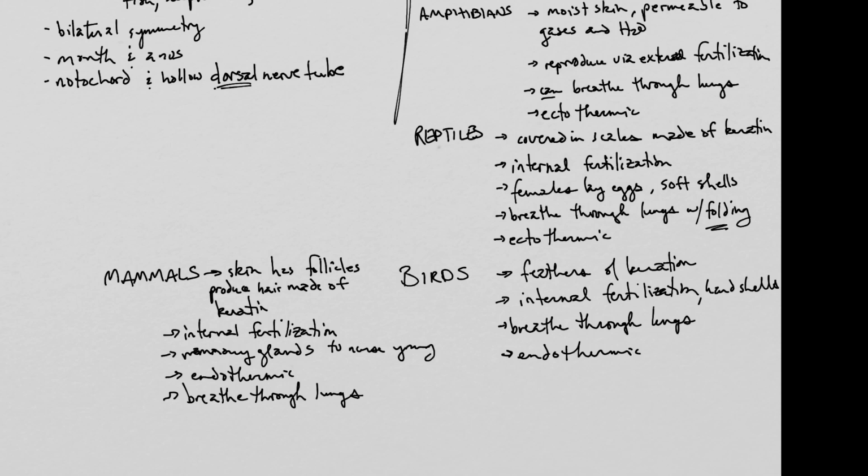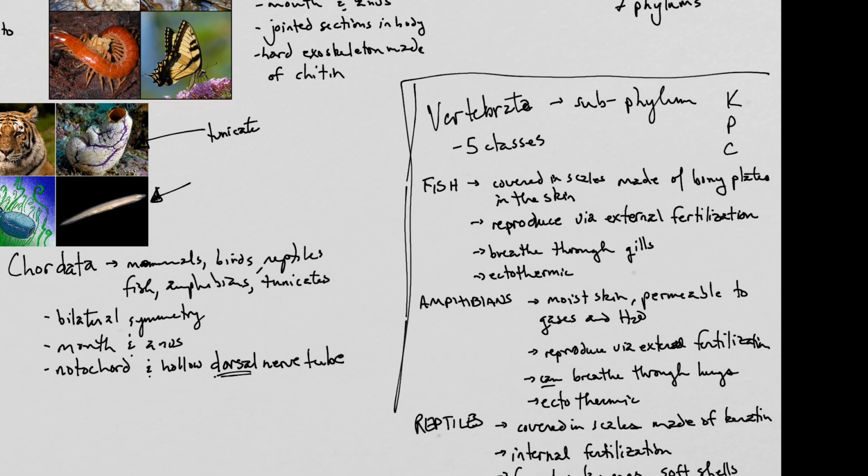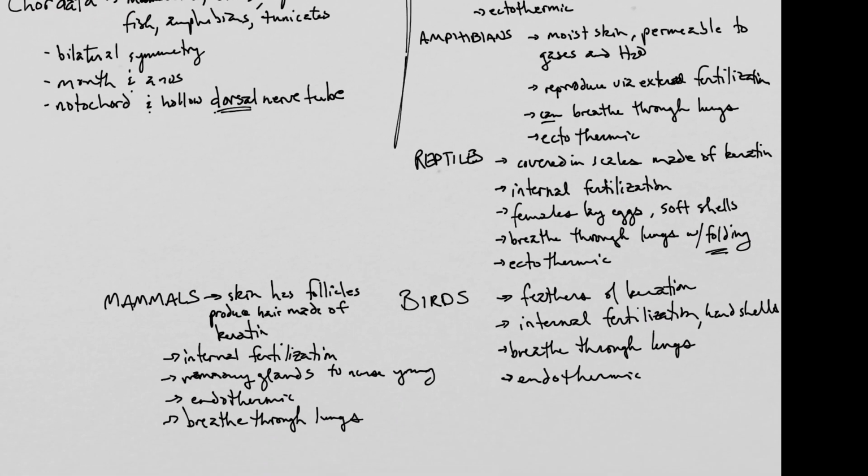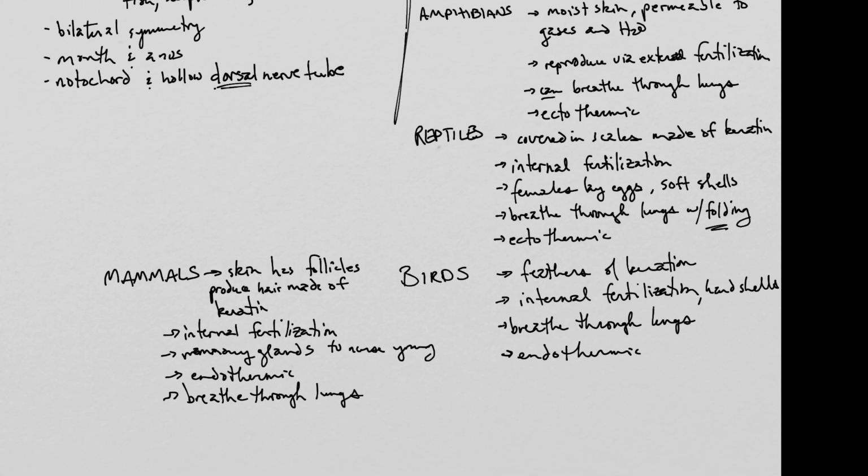Okay, so what you want to do is practice making a dichotomous key to identify these classes of vertebrates. Remember that when you make your dichotomous key, each step only needs to focus on one characteristic. So for example, under Vertebrata, everything was either endothermic or ectothermic. You could start with that. Is it endothermic or ectothermic?